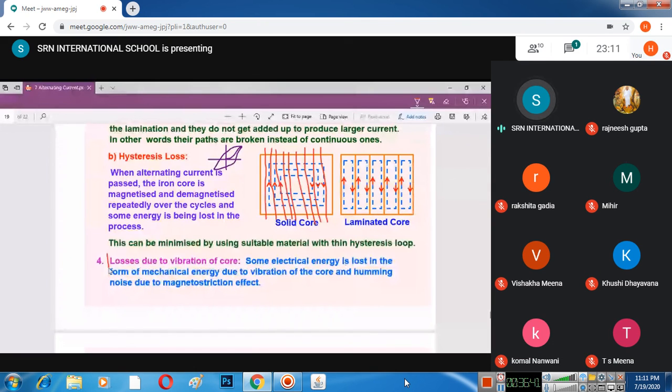So majorly there are 4 types of losses in transformers. Is it clear, beta?